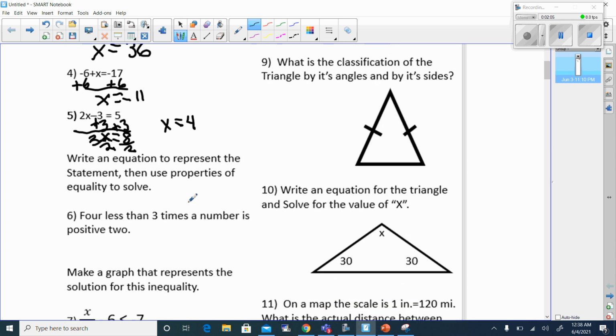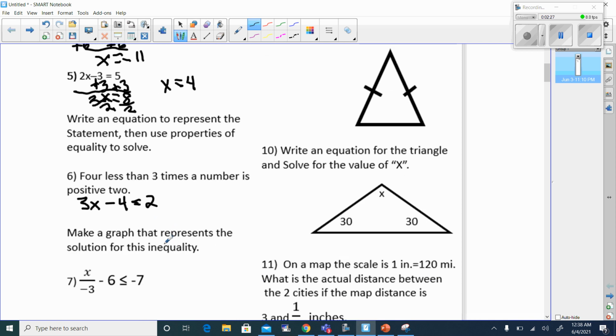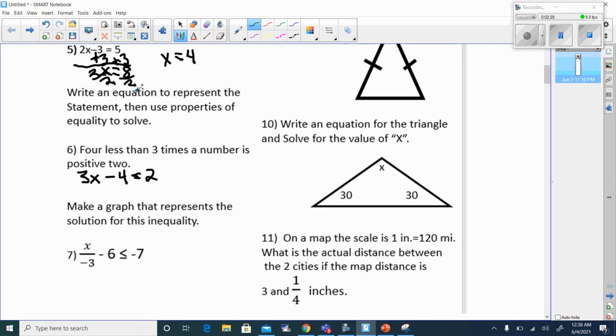Write an equation to represent this problem. 4 less than 3 times a number is positive 2. 4 less would be taking away 4 from something. Less than 3 times a number, 3 times a number is 3x, 3 times some variable. And is equals positive 2, so that means this is going to be 2. There we go.